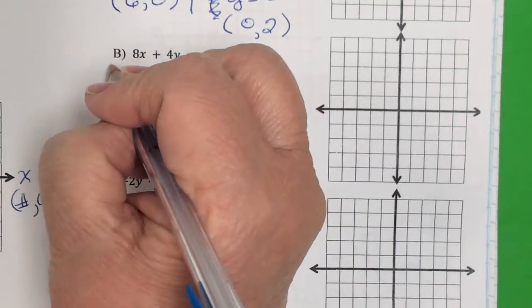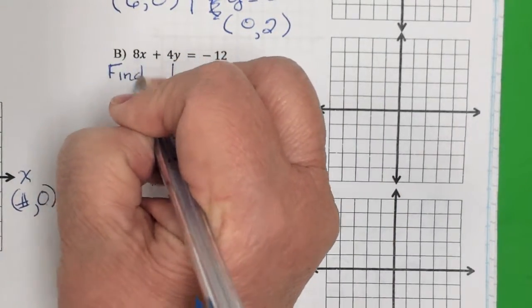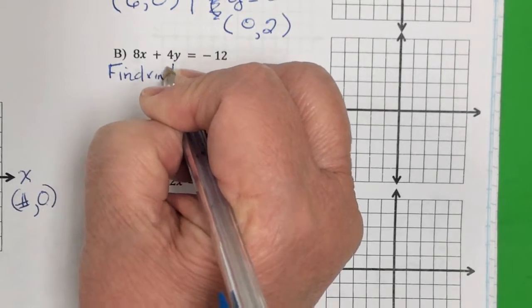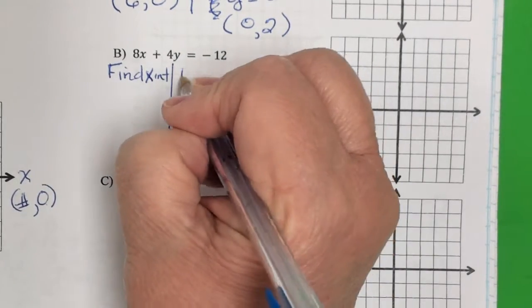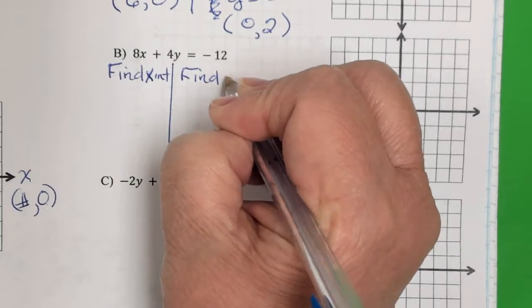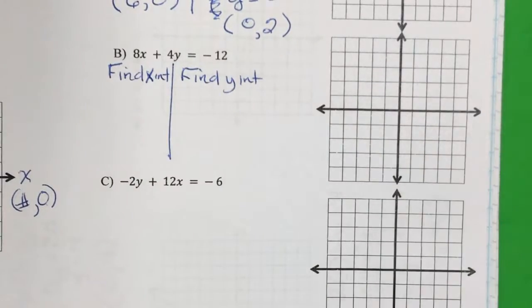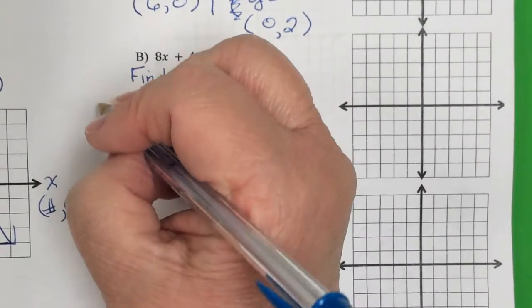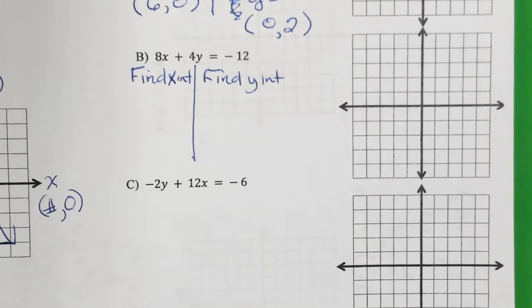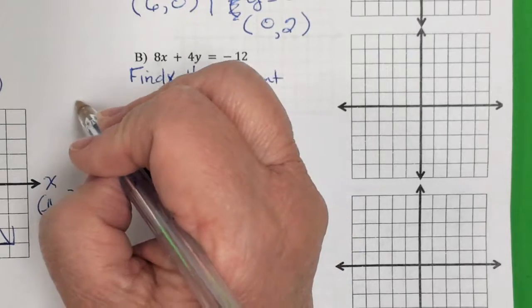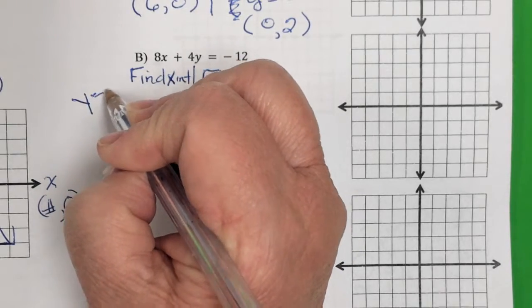We're going to work this equation twice. We're going to find the x-intercept. Find the y-intercept. Let's find the x-intercept first. Remember, this is when we substitute in 0 for the opposite variable. The opposite of x is y, so y equals 0.